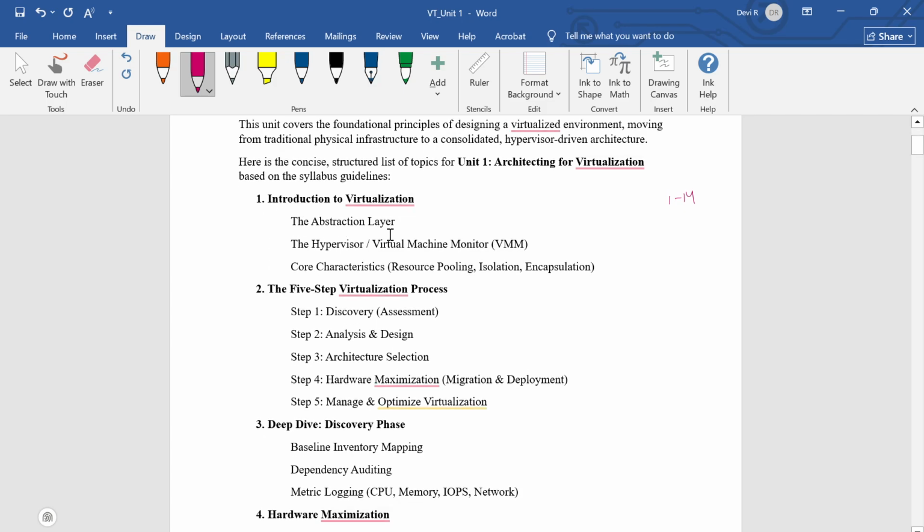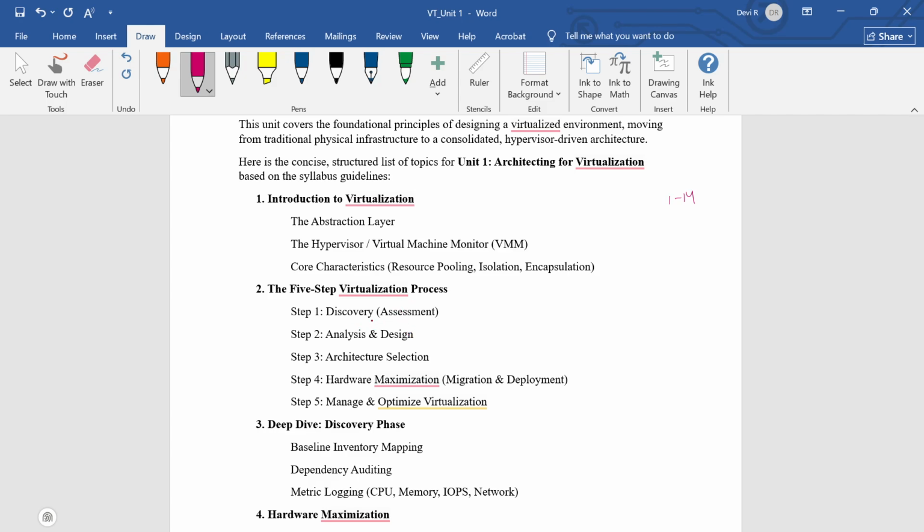First one is introduction to virtualization, under which we are going to cover what is an abstraction layer and what is the use of a hypervisor, virtual machine monitor, and then the core characteristics of resource pooling, isolation, and encapsulation. The next one is the five-step virtualization process, which is very important, how the virtualization process is implemented.